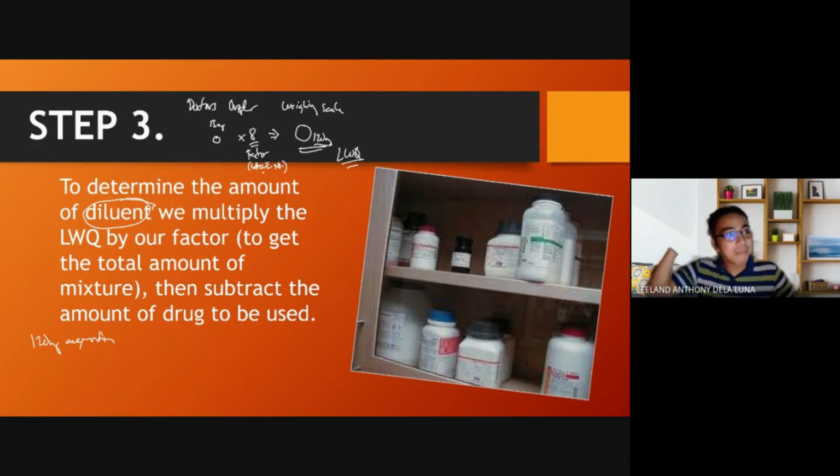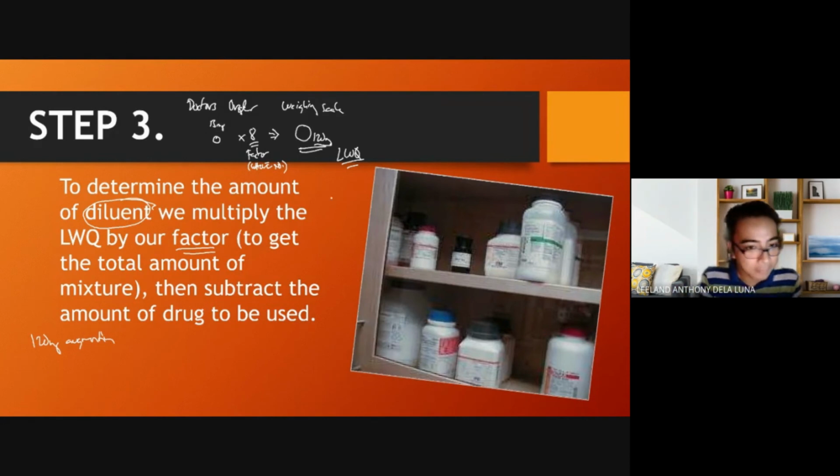So now, class, I'm going to compute for my diluent. Kasi palalakihin ko yung 15 milligrams na yan, so I need to dilute it. Kasi ginawa ko na siyang 120 milligrams eh. Pinalaki ko na siya. So now, pwede kong gamitin pang dilute para makakuha ako from that total mixture ng 15 milligrams equivalent. Alright? So to get the diluent, class, we multiply the LWQ by our factor, which one's our factor? Very good. It's 8.